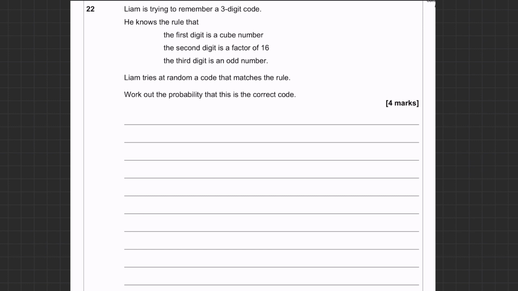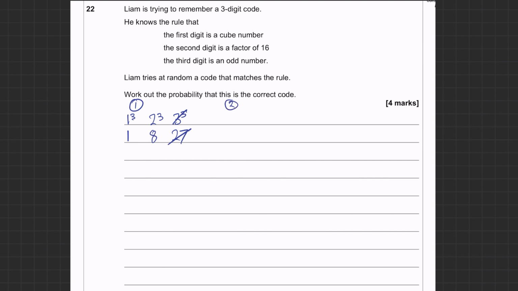The first thing you're going to want to do is find out how many numbers are in each digit. So for the first one, it says the first digit is a cube number. So cube numbers, we've got, well, 1 cubed, 2 cubed, and 3 cubed, let's say. So 1 cubed is 1, 2 cubed is 8, 3 cubed is 27. Oh, it can't be that because that's 2 digits. So we've got 2 possible numbers for the first one.